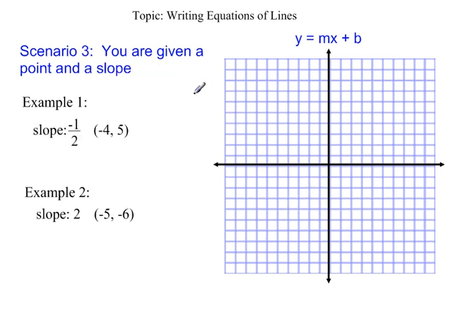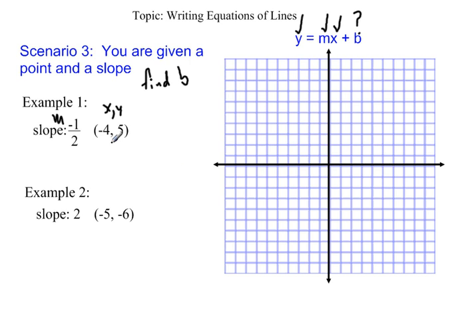All right, next scenario. You're given a point and a slope. So a lot of times you will be asked to write the equation of a line with a slope of negative 1/2 that passes through point negative 4, 5. So what you've got right here is you've got an x and a y, and you have an m. So got it, got it, got it. I need to find b in this case. I need to find my y-intercept.